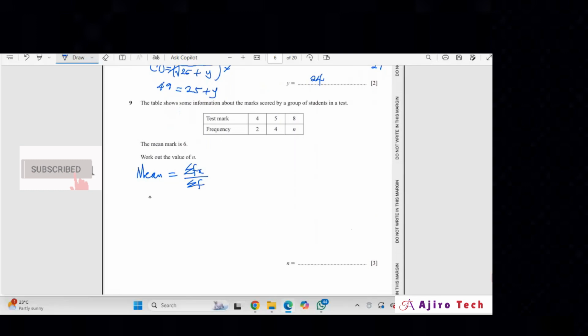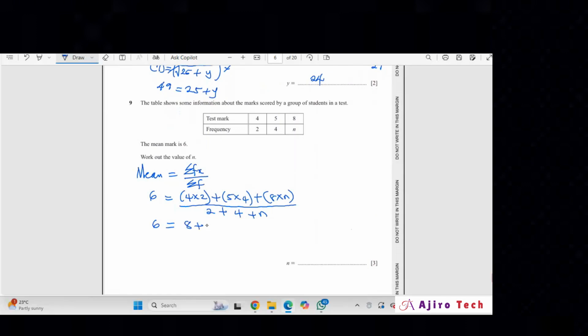So let's do this. Now mean is 6 already. Summation of f x now is going to be something like this: 4 times 2 plus 5 times 4 plus 8 times n. Then you divide it by 2 plus 4 plus n. So from here, I'm going to have 6 is equal to 4 times 2 is 8, 5 times this is 20, 8n over 6 plus n. Don't say 6 plus n, please. They are not like terms. So stop there. You can cross multiply here now.